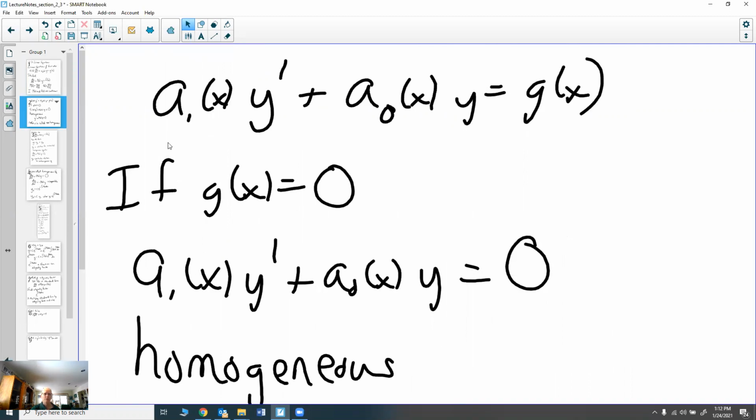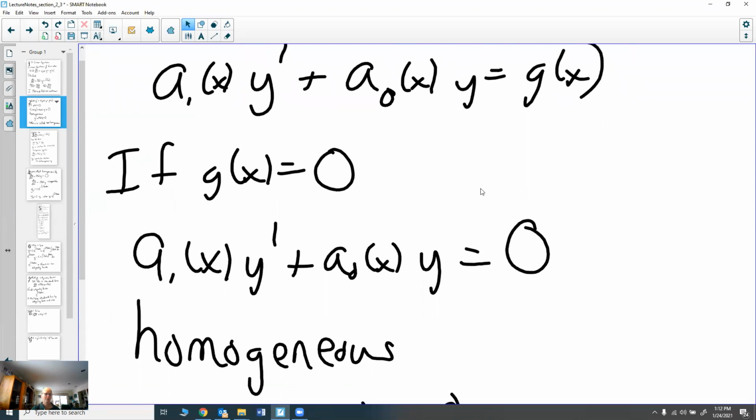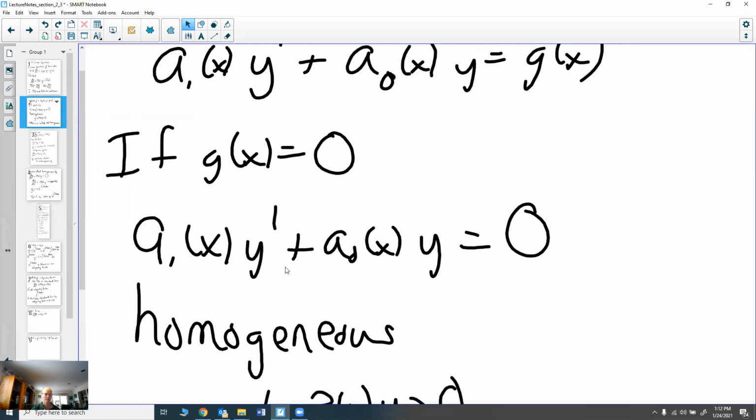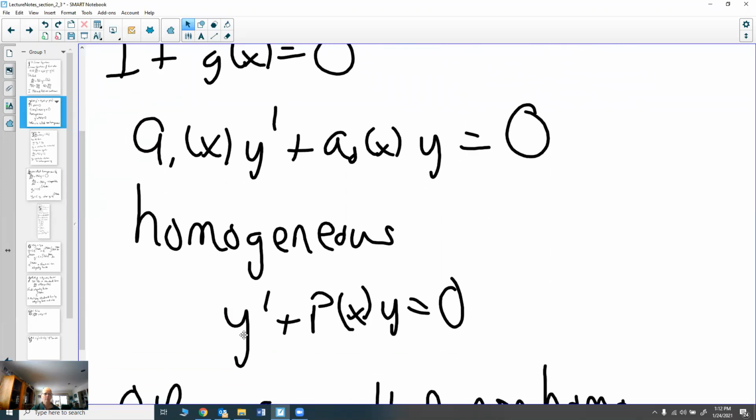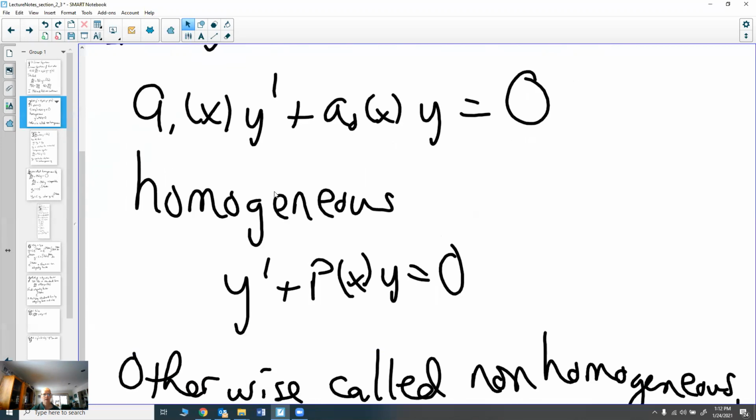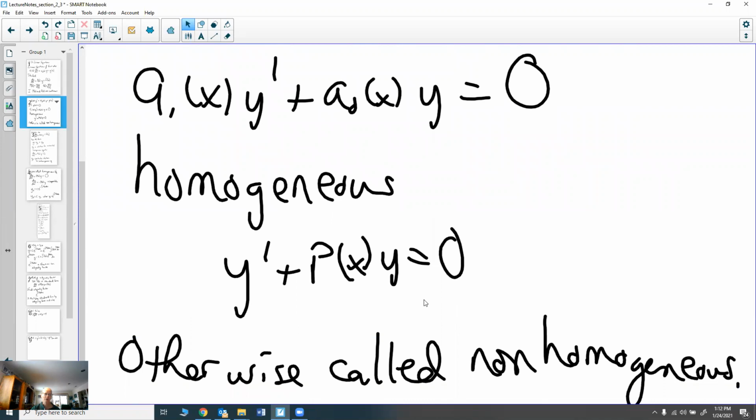So we now have a1 of x y prime plus a0 of x times y equals g of x. If we were to let g of x equal 0, then we would have a1 of x times y prime plus a0 of x times y equals 0. This is called a homogeneous equation. This idea of homogeneous equations comes up in lots of different places in differential equations. This is the first time we've seen them, so please pay attention to this concept and understand this definition. We end up with y prime plus p of x times y equals 0 when we divide through by the a1. If it's not equal to 0, it's called non-homogeneous.